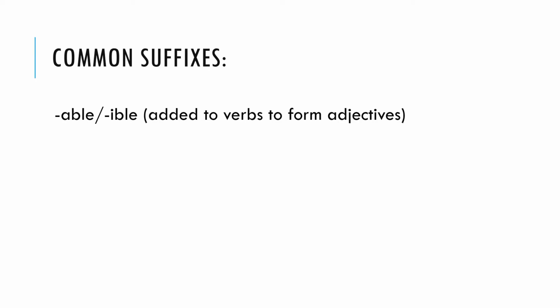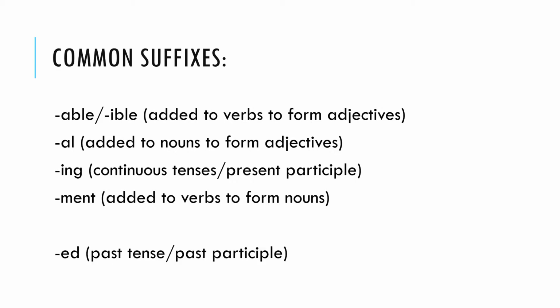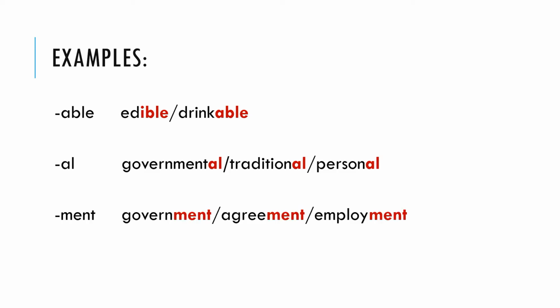Some common suffixes are able or ible, added to verbs to form adjectives; al, added to nouns to form adjectives; ing, used in continuous tenses and present participles; ment, which is added to verbs to form nouns; and ed, which we use in the past tense or as the past participle. Looking at some examples, we can add able onto our verbs eat and drink to form new adjectives, edible and drinkable. We can do the same thing to our nouns by adding al. For our verbs, we can add ment to create nouns.